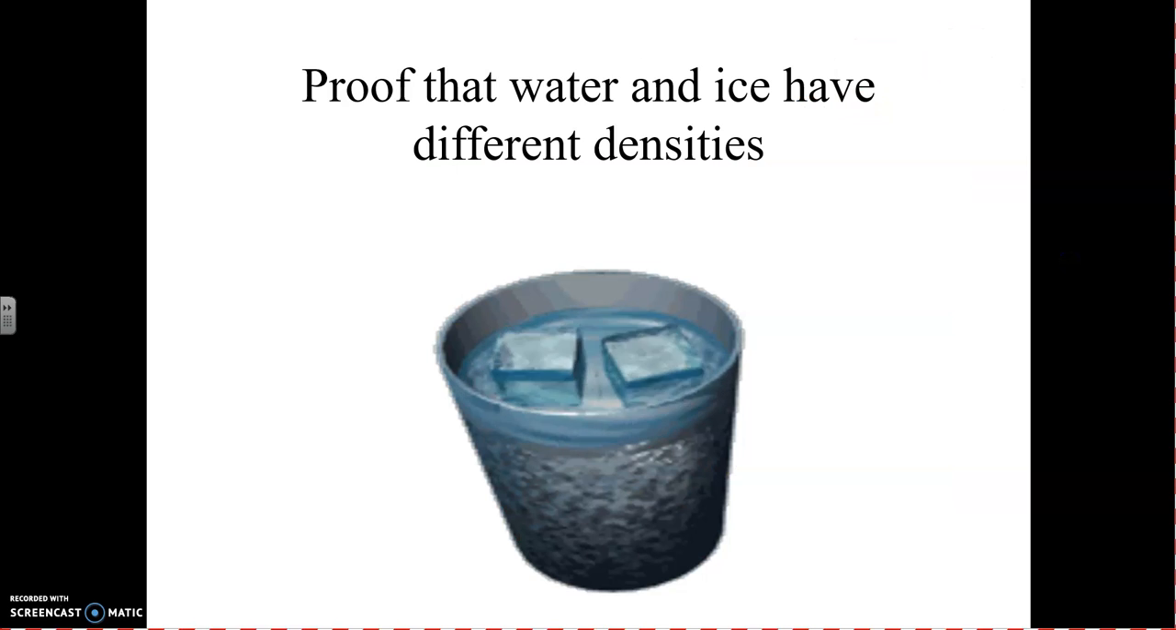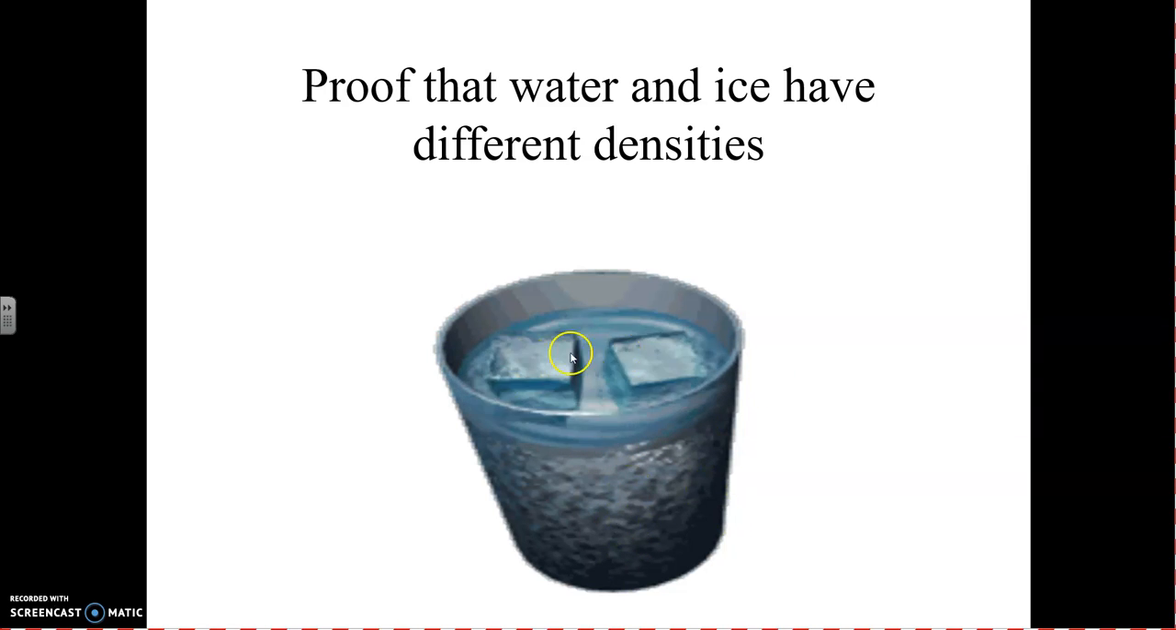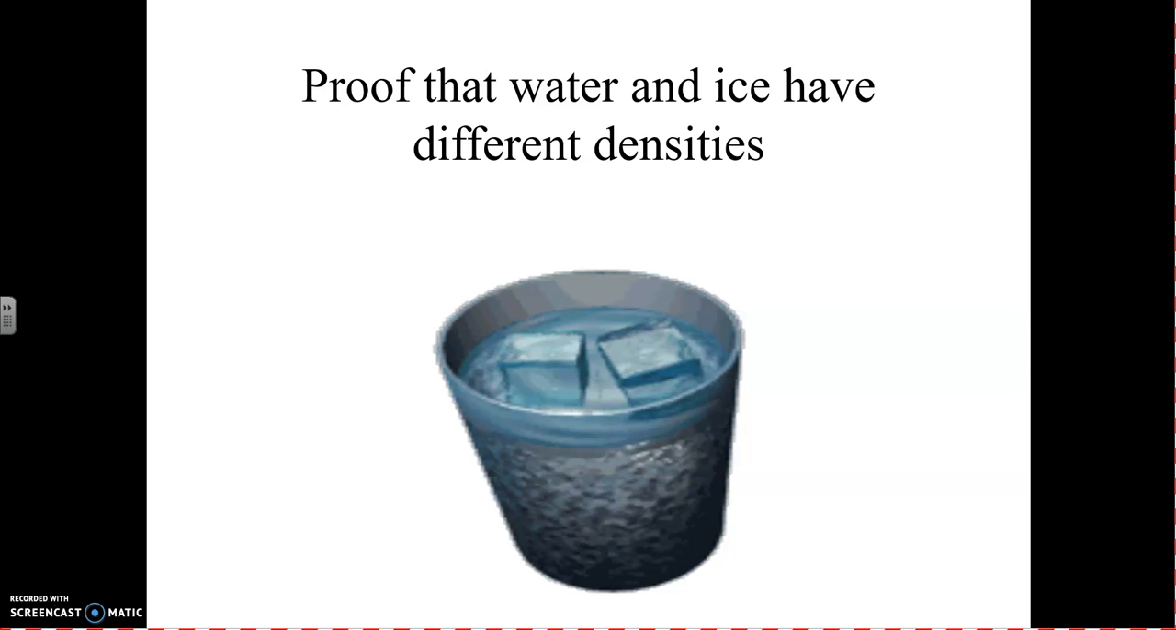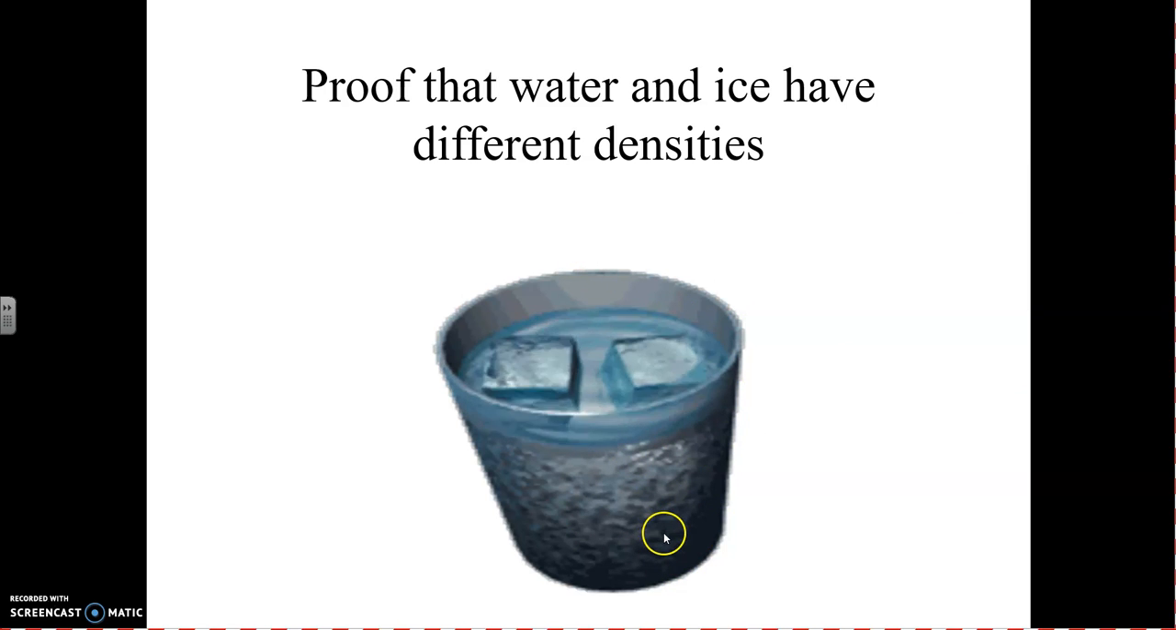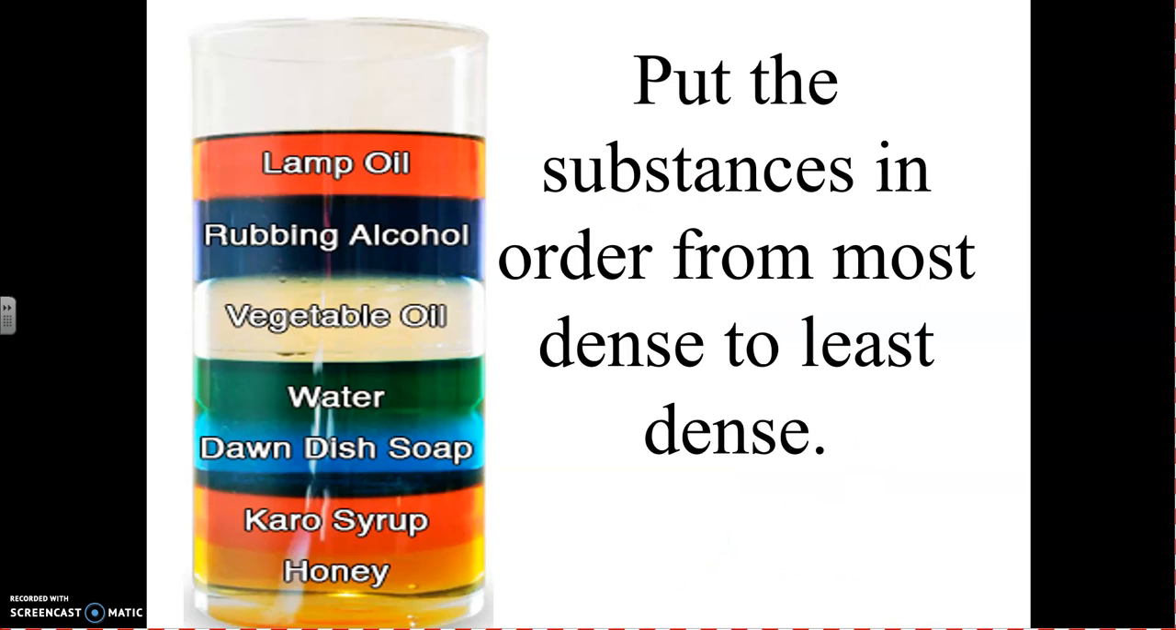Proof that water and ice have different densities, okay? If we think about ice, it floats, right, on water. Now, things that float on top of other things are less dense. They have less matter per their volume as compared to the other thing. So whenever we have a thing that's layered, we have the things on top being less dense than the things on bottom. Okay, so thinking about that, which of these is the most dense to the least dense?